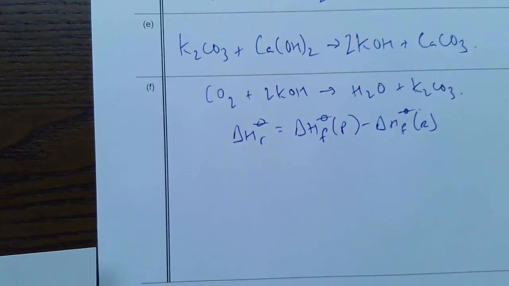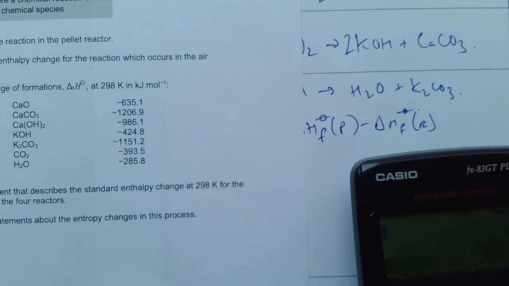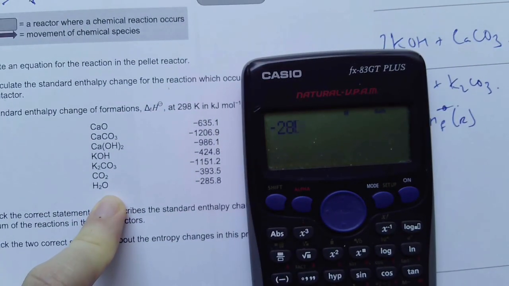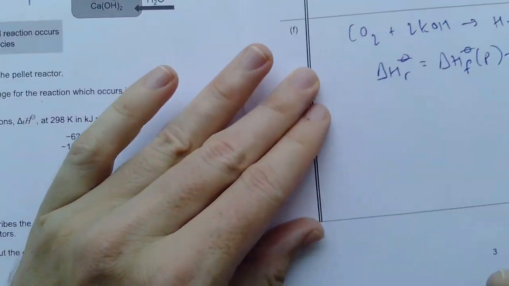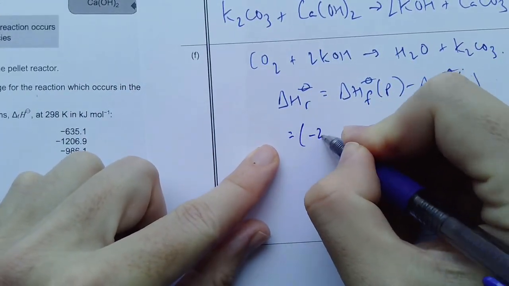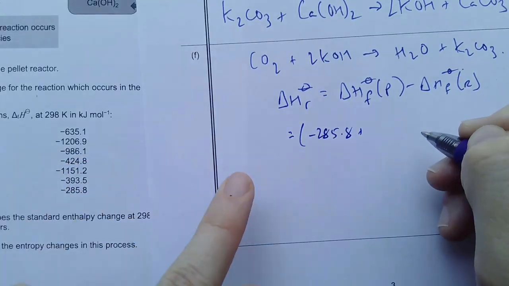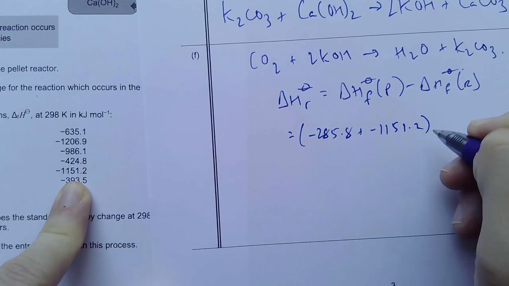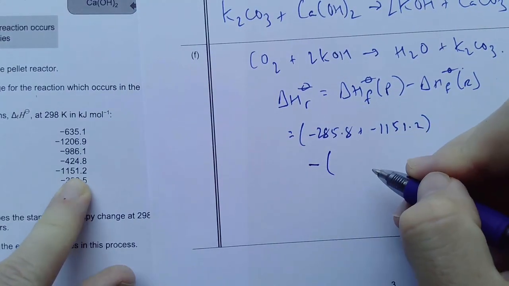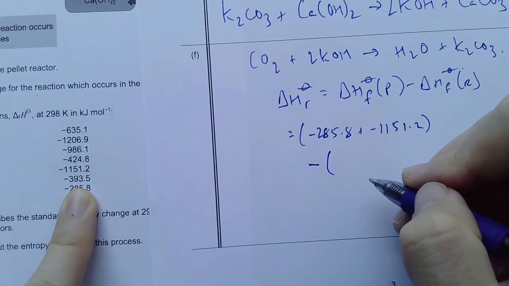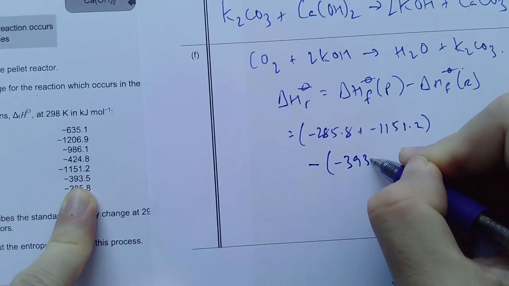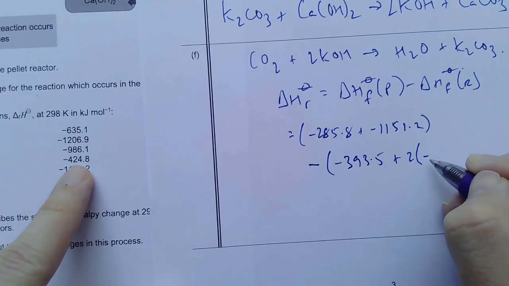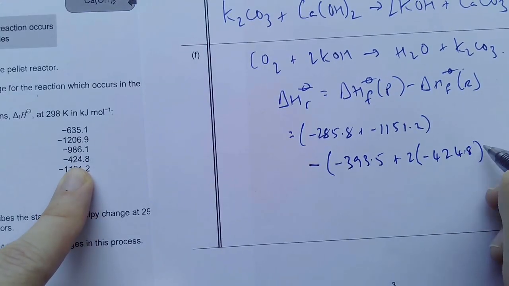So then I just do the maths. The products are water and potassium carbonate. So it's going to be minus 285.8. I'll write it out. This is going to be equal to minus 285.8 plus minus 1151.2. Subtract carbon dioxide, which is minus 393.5, plus 2 times minus 424.8.